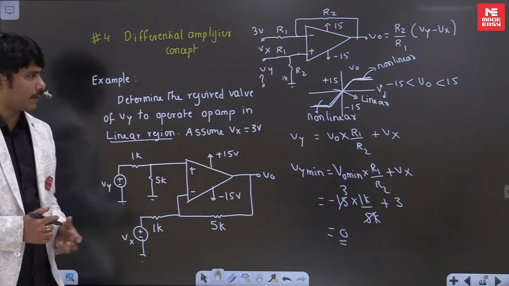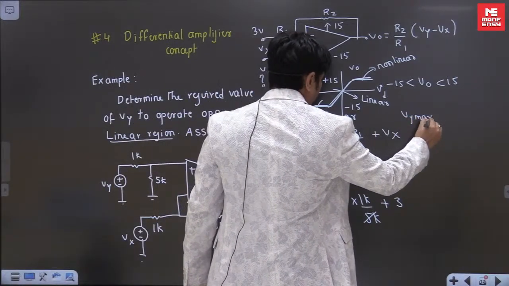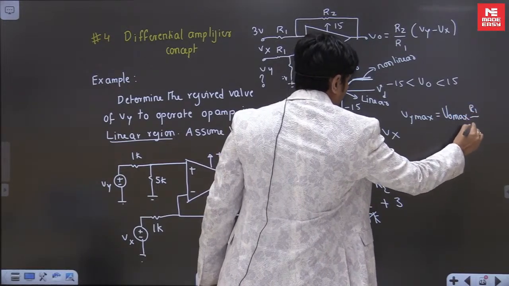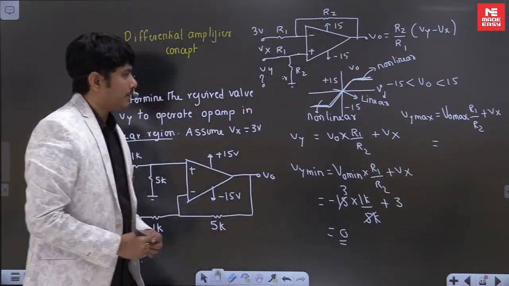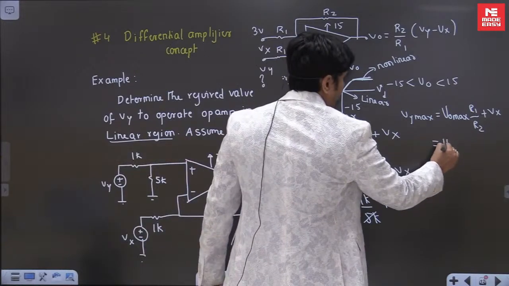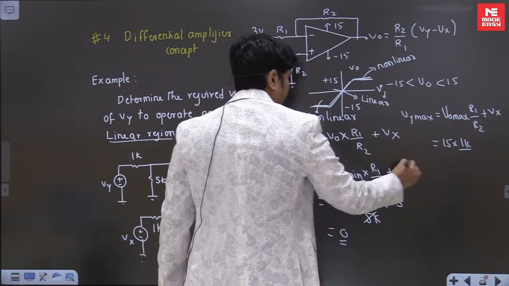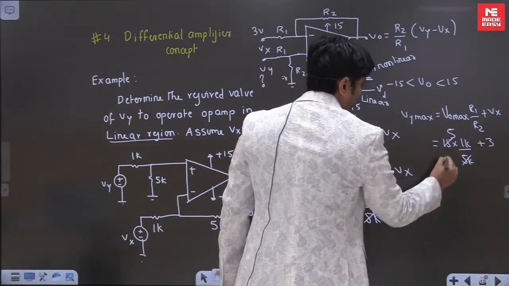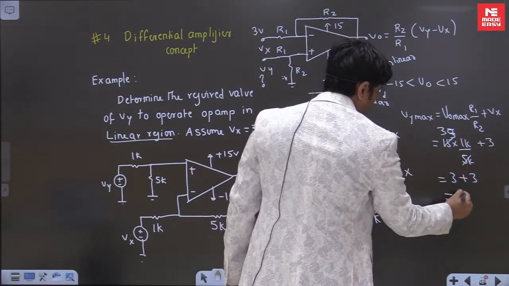You find two answers like this. Another answer is Vy maximum. If you want the range, it will be V0 maximum into R1 by R2 plus Vx. You can find this answer also. Okay. V0 maximum here is 15. 15 into 1K by 1K by how much? 5K plus 3. Sorry, this is 3. 3 plus 3. We are getting 6 volts.